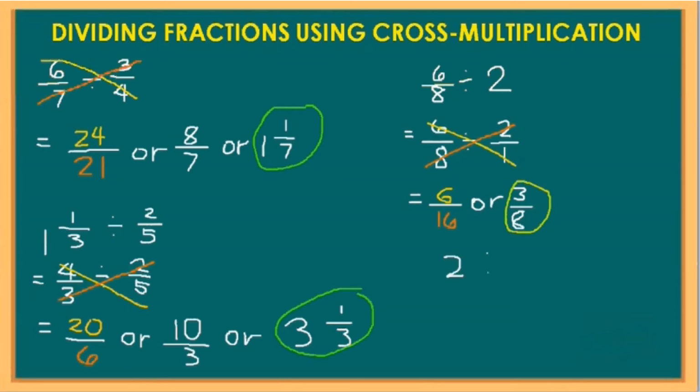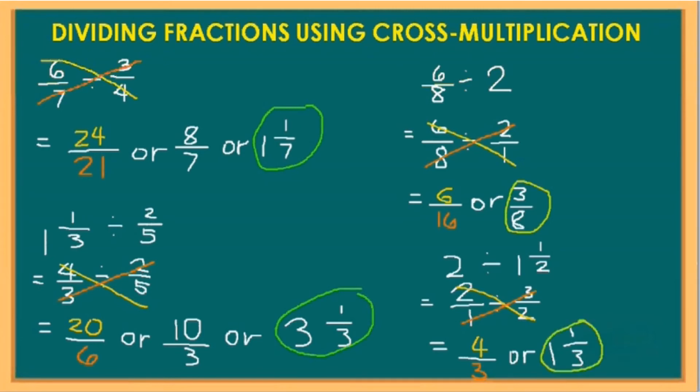Last example. 2 divided by 1 and 1/2. So 2 becomes 2 over 1 divided by 3/2. 3/2 because 2 times 1 is 2, plus 1 is 3. So we have 3/2. Cross multiply. 2 times 2 is 4. 1 times 3 is 3. 4/3 or 1 and 1/3.